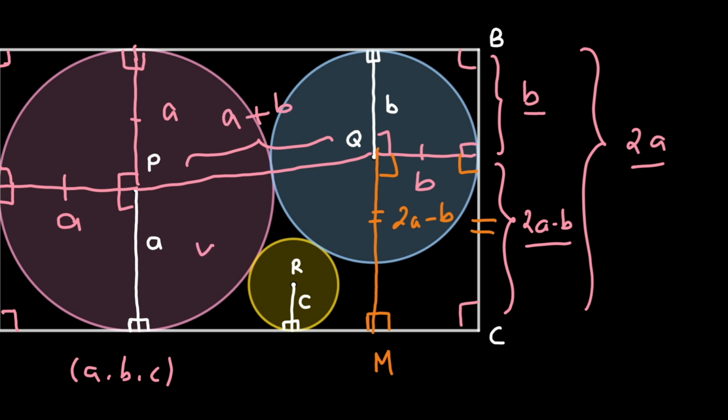Now the same thing between the pink and the yellow circle. I can draw a line segment from the point P to R. This is the tangent point. This distance is A, this distance is C. Therefore the complete distance from P to R becomes A plus C. Now again I will draw a line segment from the point Q to R. This is the tangent point, hence the distance from Q to R would become B plus C. B is the radius of blue, C is the radius of yellow.